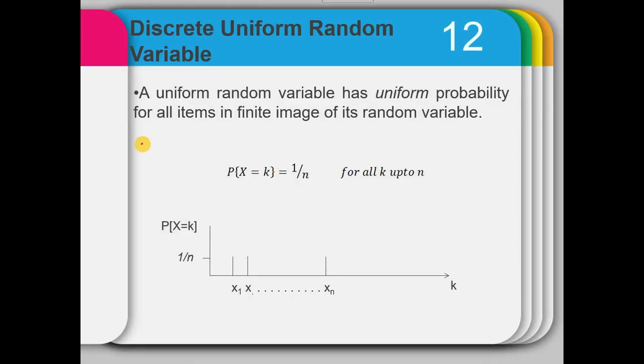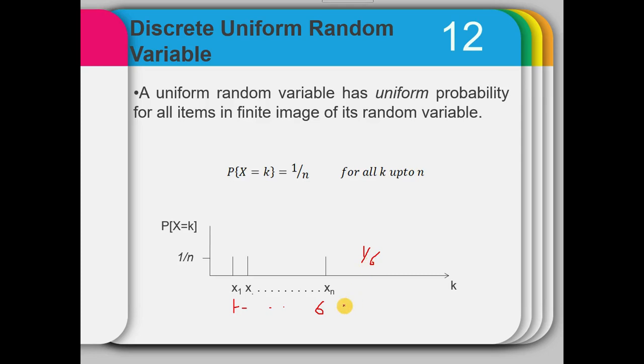So let's discuss the last discrete random variable for today. It is a discrete uniform random variable. So a uniform random variable has a uniform probability for all items in its image. So if you remember the dice experiment, it was actually a discrete uniform random variable because there were 6 outcomes from 1 to 6, and the probability of each outcome was, if you remember, 1 by 6.